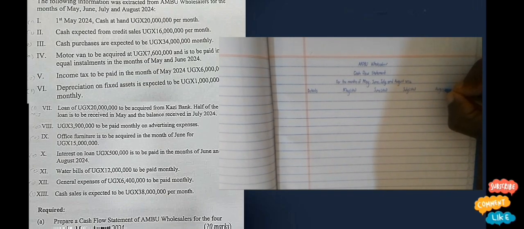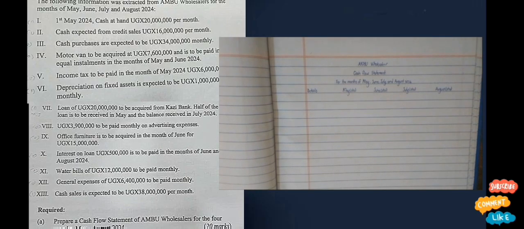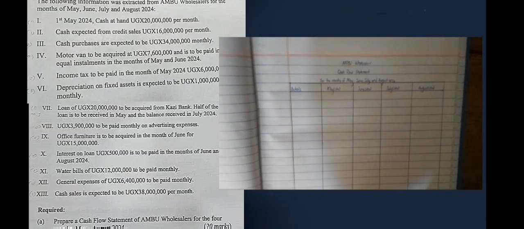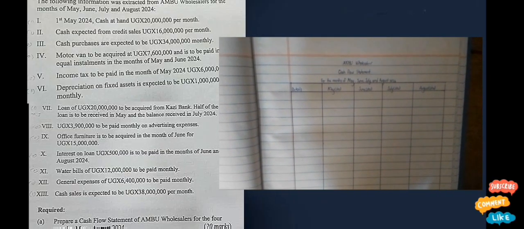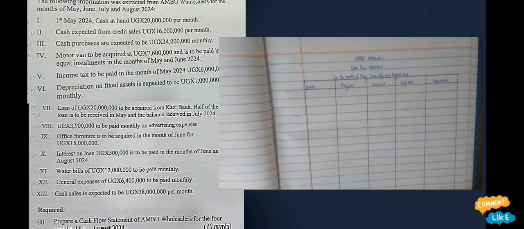A cash flow statement is a statement that shows the amount of money coming into a business and the amount of money leaving the business. So we are going to account for each month, how much money came in a specific month, how much money left, and how much money is got by the end of the trading period.